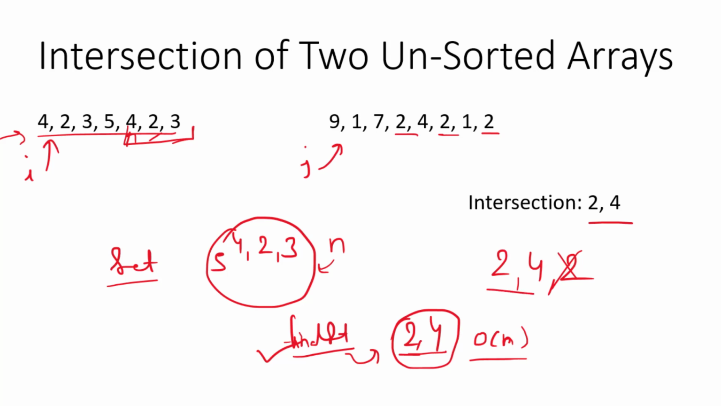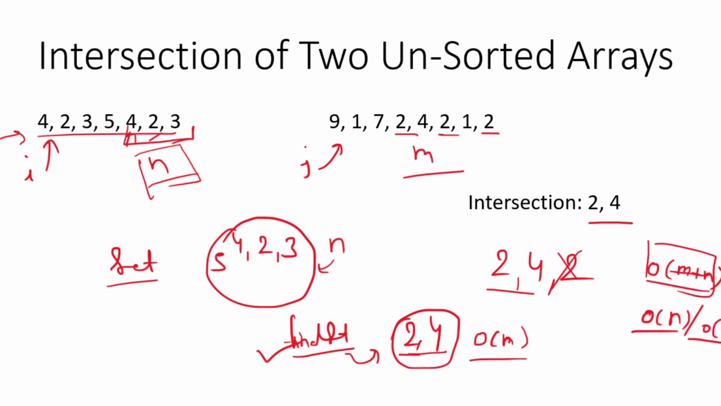So what is the time complexity? If it has n elements and if it has m elements, at max we can have either m or n, whichever is the lesser, right? So I will say the effective complexity is big O of m plus n, right? So this is about the solution, how we'll operate.